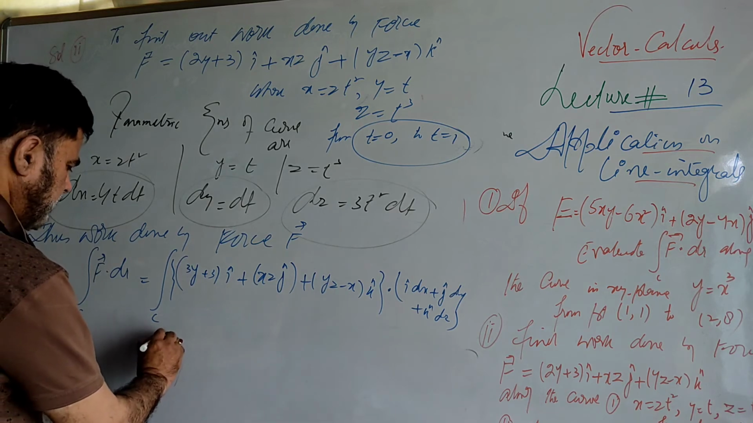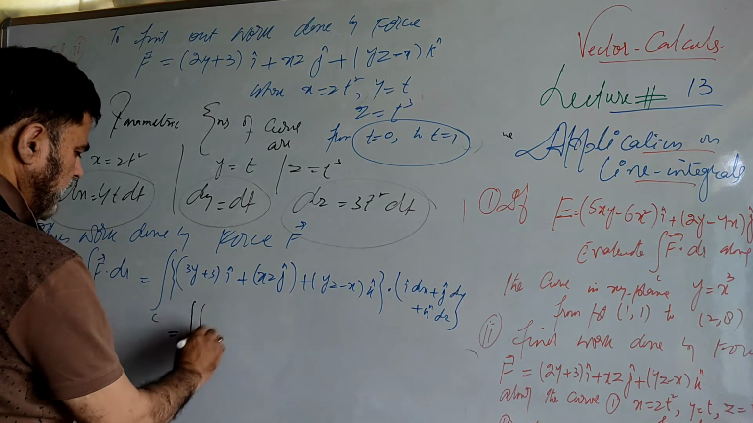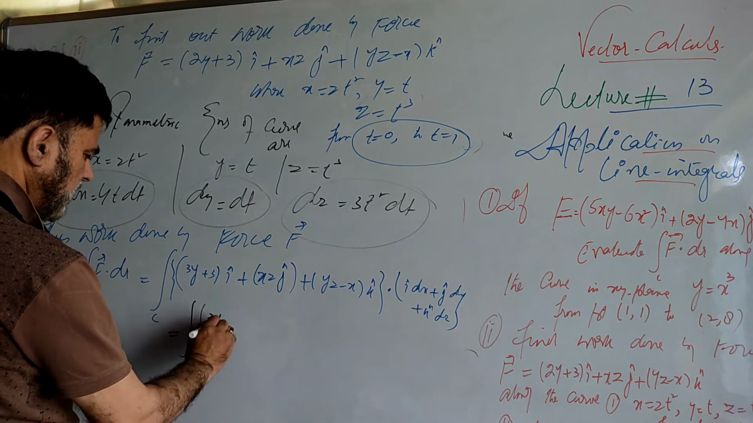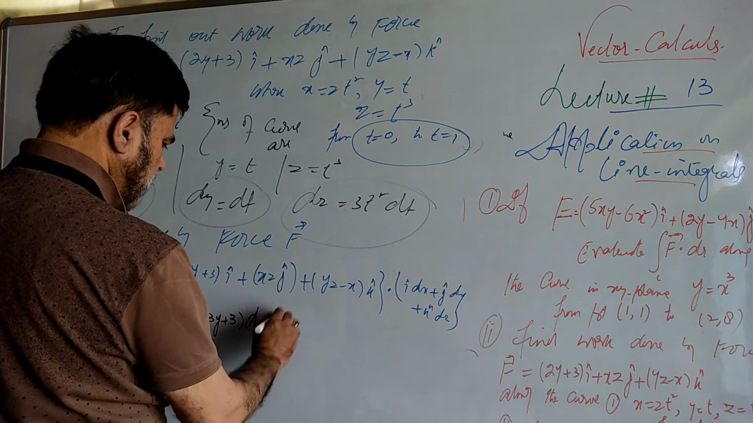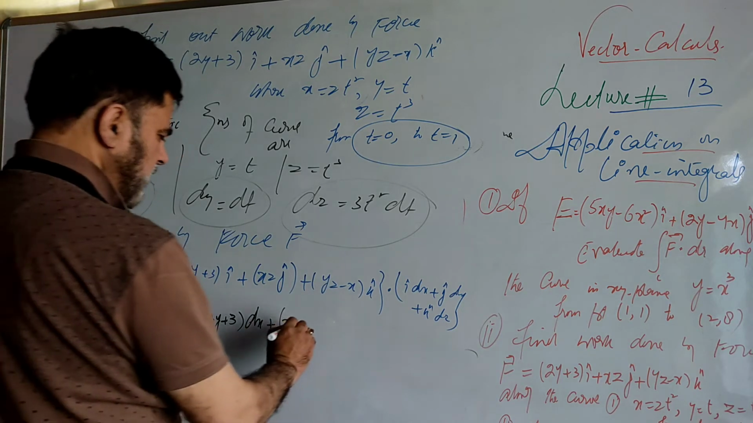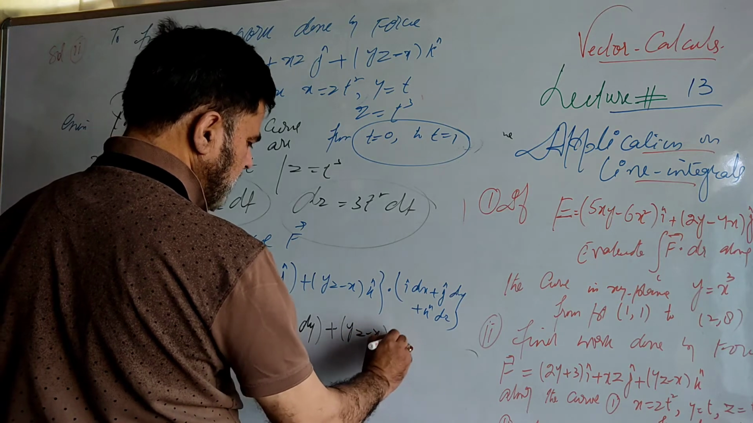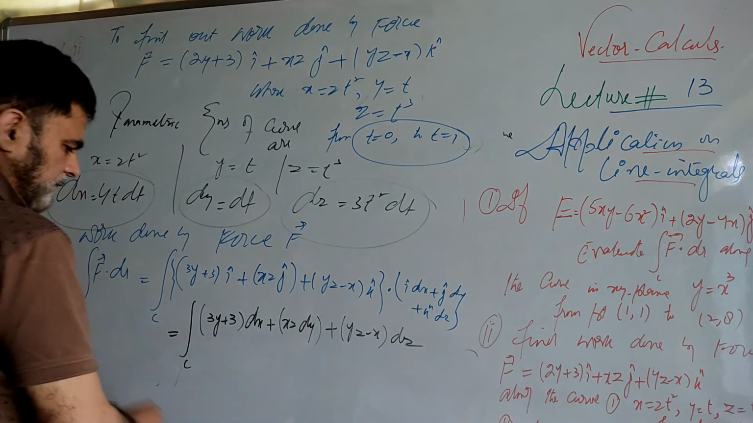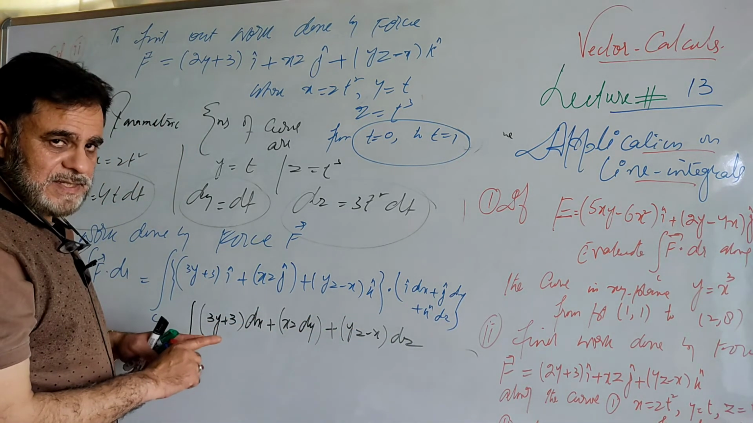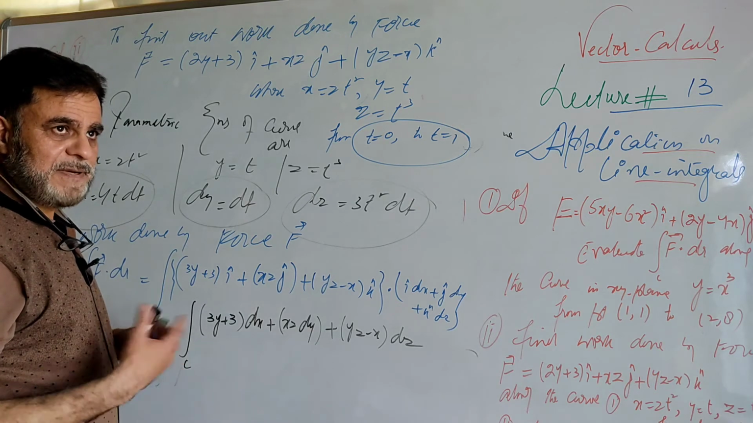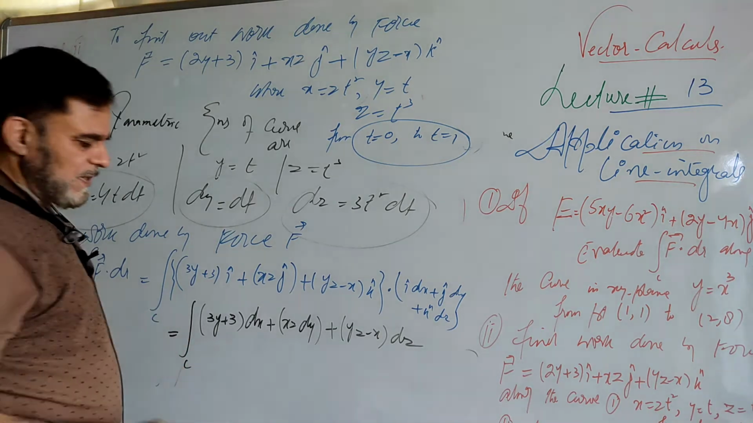This is your integral over the curve C. This is (3y plus 3) dx plus xz dy plus (yz minus x) dz. Now this whole will take the form in terms of t, because t is the parameter. Equations are given in parametric form. x is equal to 2t square, y is equal to t, z is equal to t cube, and so on.